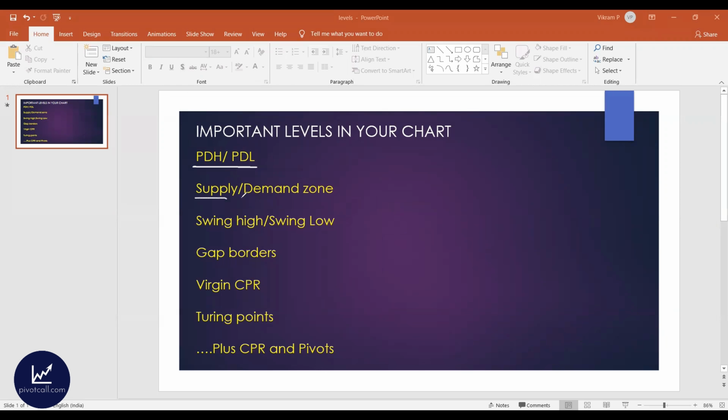Next one is supply and demand zone. Very important. It is the most important level to mark, because supply and demand zone is nothing but the footprint of big institutes, the footprint of big players. This is the level that will tell you where the buyers are and where the sellers are. So these are the levels where big players either bought or sold. Okay, that I'll show you on the chart.